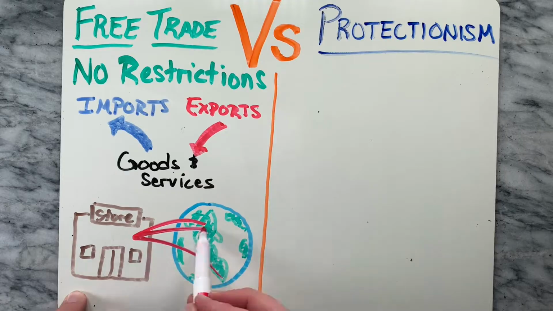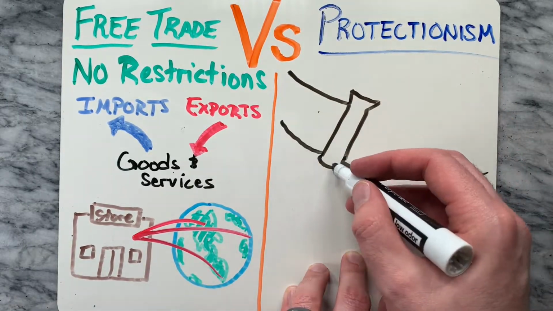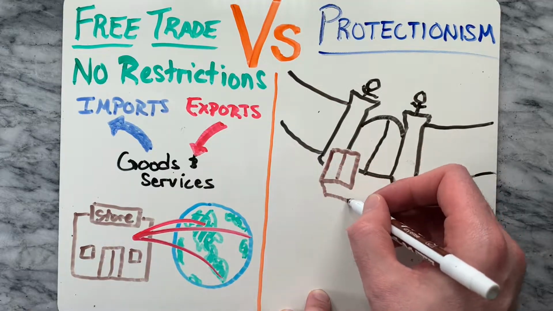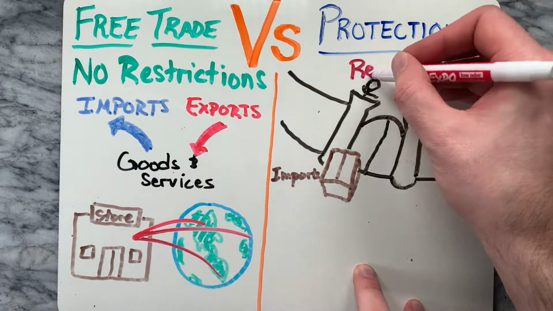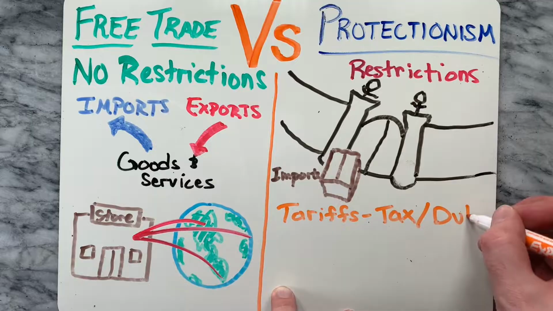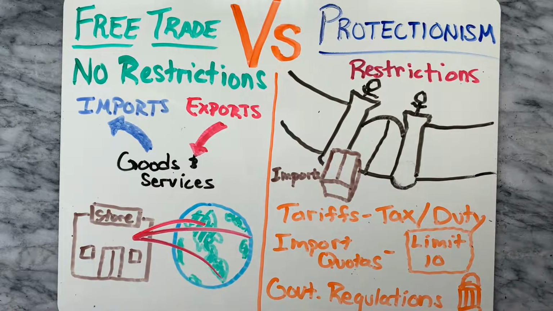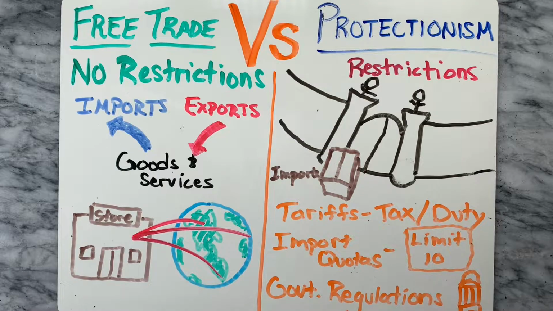Protectionism, on the other hand, is the economic policy of restricting imports from other countries through ways such as tariffs, which is a tax or duty to be paid on imports, as well as import quotas, which are government-imposed limits on the quantity of certain goods that can be imported into a country, as well as a variety of other government regulations. So where did the two get their start?